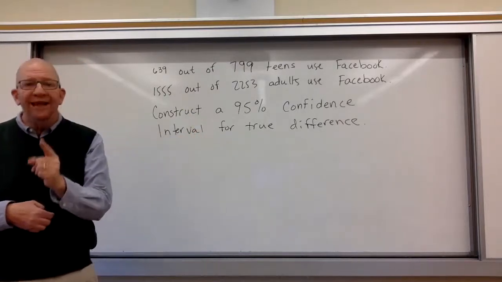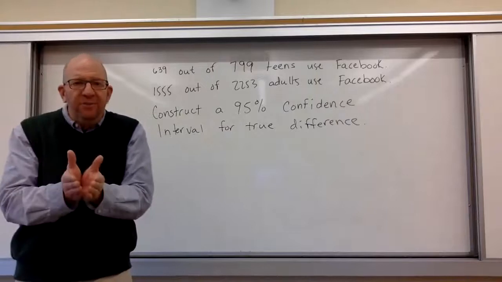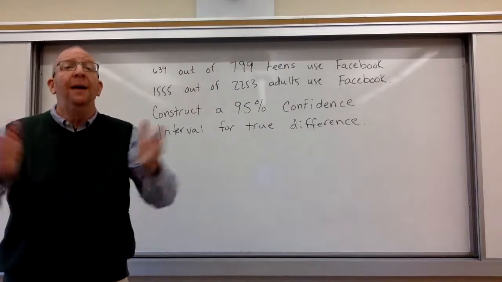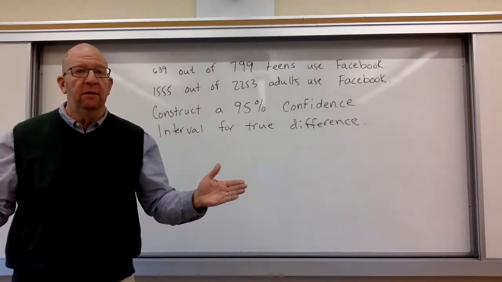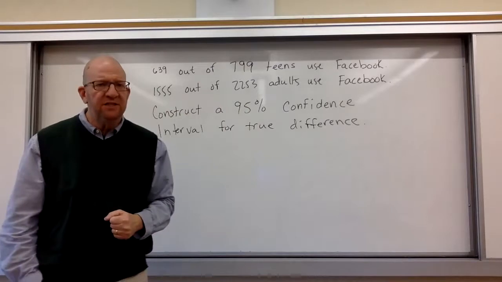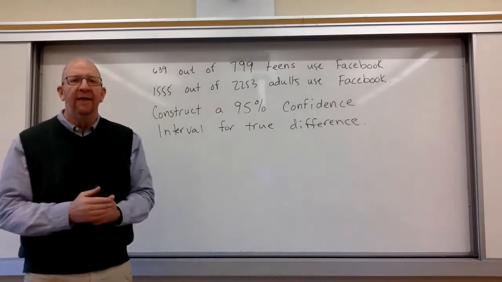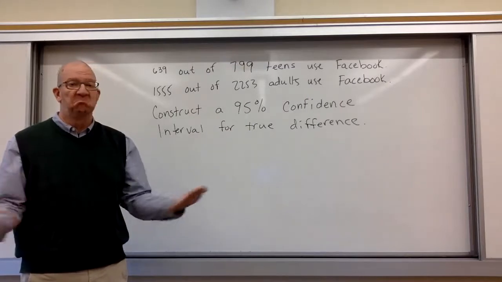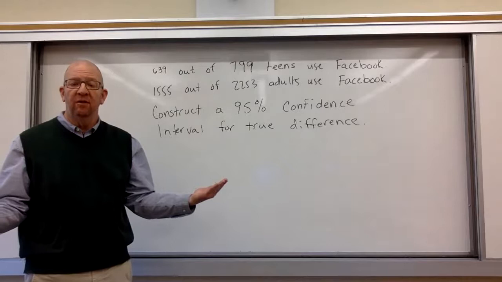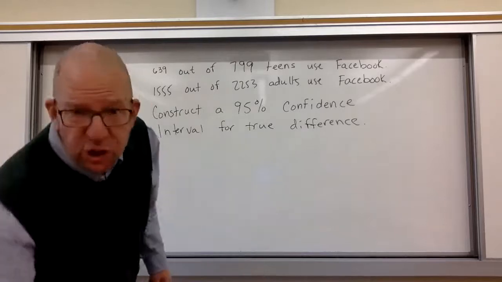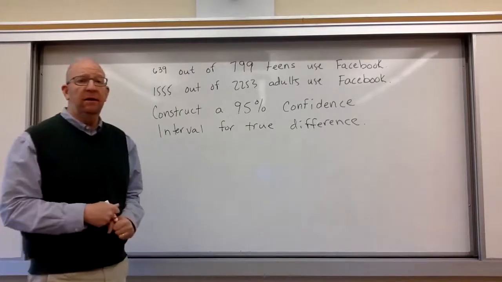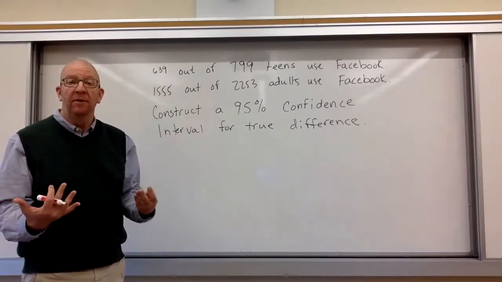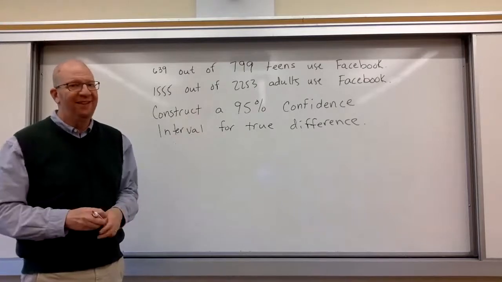So the question now is, if there's an 11% difference in the samples, what can we infer about the two populations? Do you see the difference in the question that we're asking now? Construct a 95% confidence interval for the true difference. We can do this, right? So I'm going to show you today how to do this on your calculator. There's really no work involved other than understanding the problem. The math is all done on the calculator.